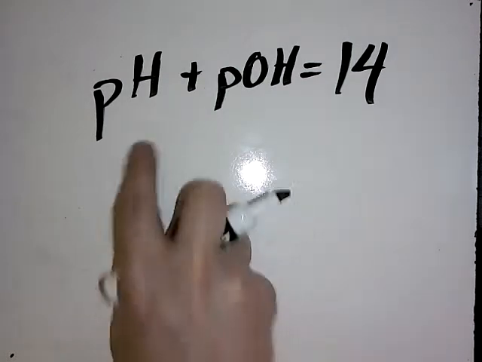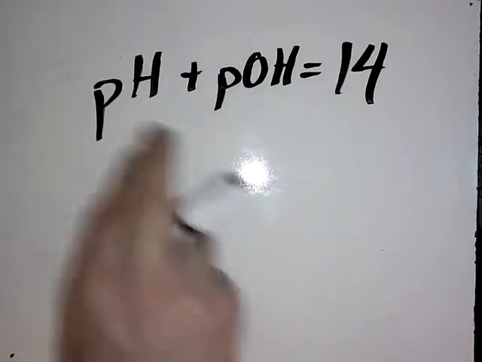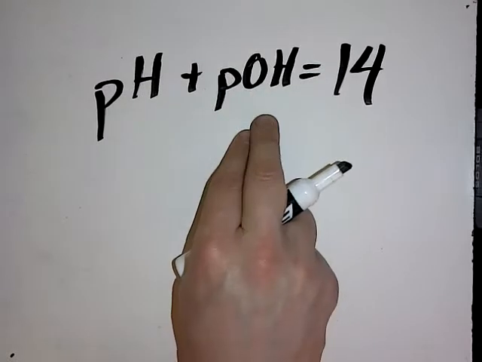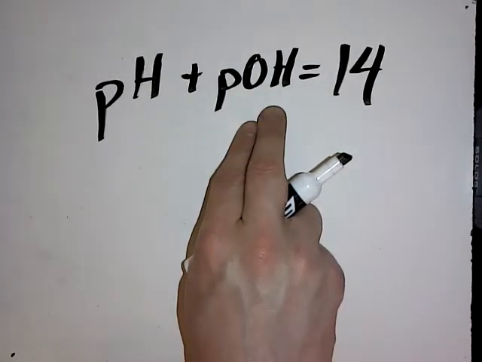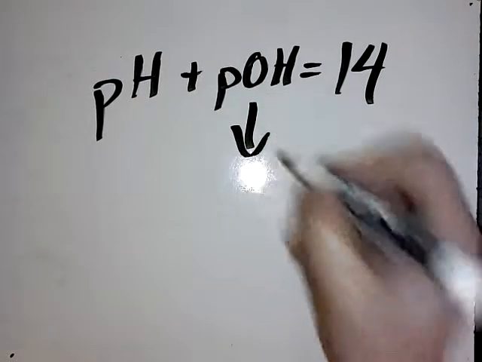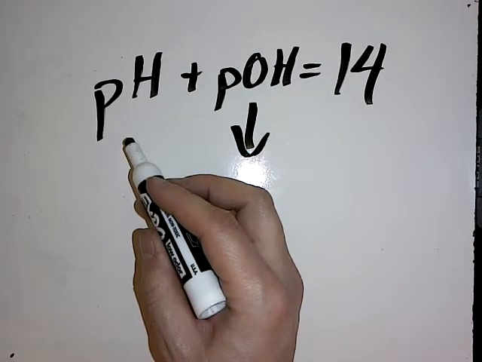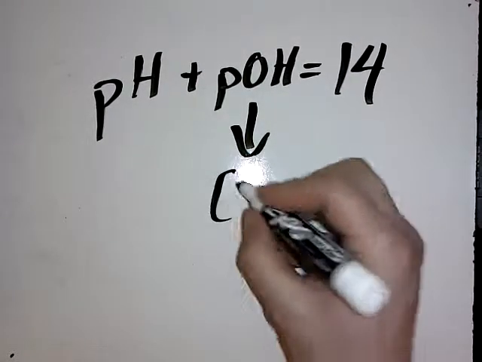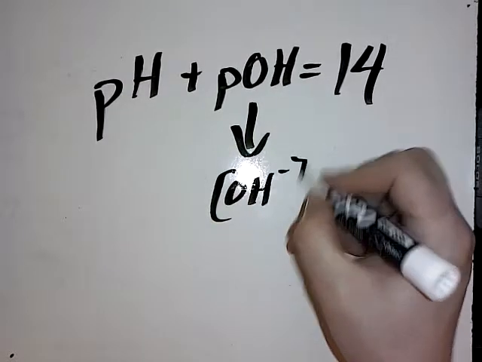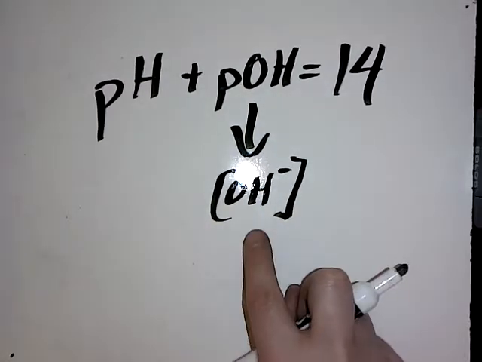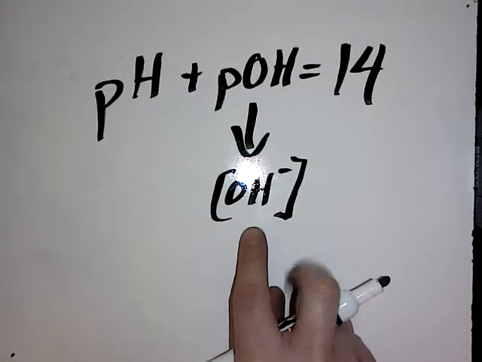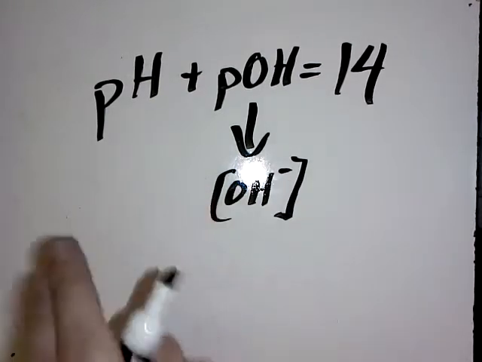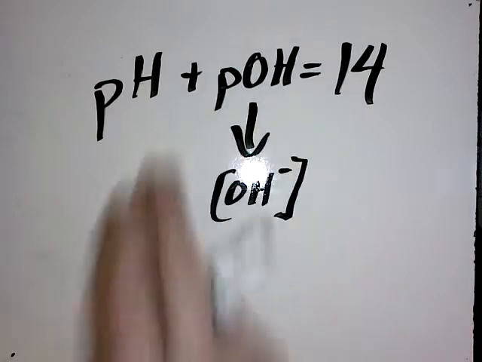So if I know the pH, I just take 14 minus pH, and it gives me the pOH. And vice versa. If I know the pOH, which, by the way, I should mention, just like pH is related to hydrogen concentration, pOH is related to hydroxide concentration. Remember, according to Arrhenius, that's what makes a base a base. So if you know the pH, it's very easy to find the pOH, and vice versa.